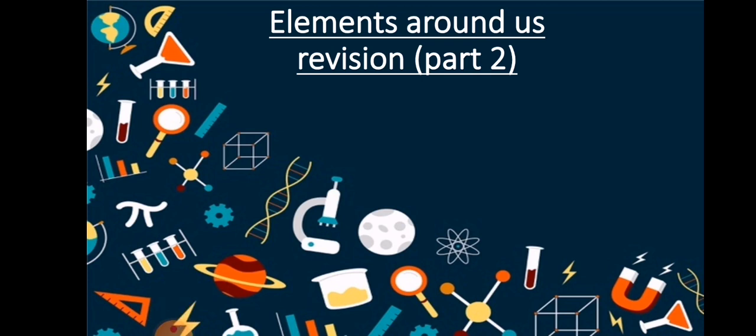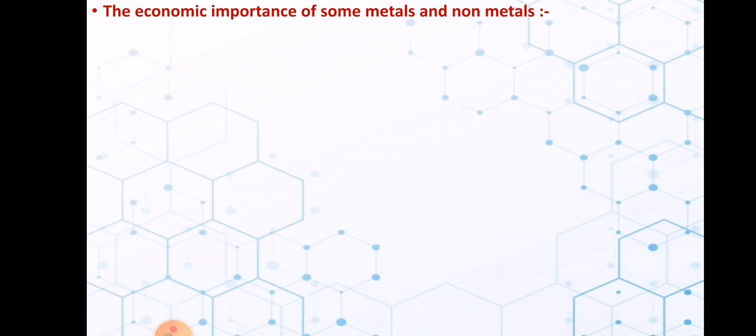Today, our revision is about the second part of the lesson Elements Around Us. We will speak about the economic importance of some metals and non-metals, or the uses of some metals and non-metals. Let's start. We will speak about 5 elements. The first element is iron.